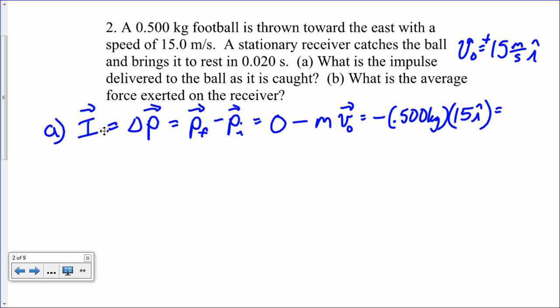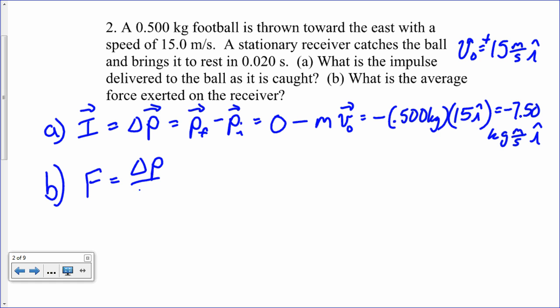So my impulse is going to be negative 7.50 kilogram meters per second. And it's in the i direction, or towards the east. Or actually negative i direction, which is going to be towards the west. Now I want to know what is the average force exerted on the receiver. Well, that force is going to be delta P over delta t. Actually, this should say what is the average force exerted on the ball by the receiver? What is the force required to bring this ball to rest?